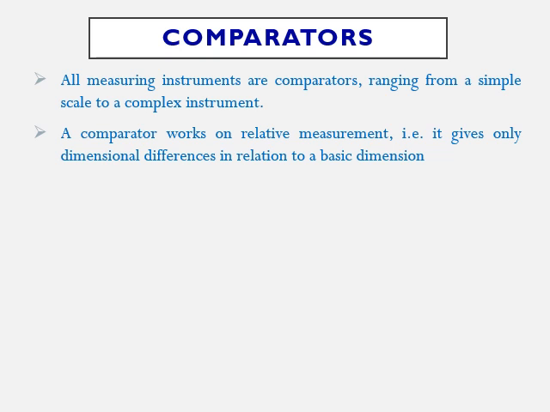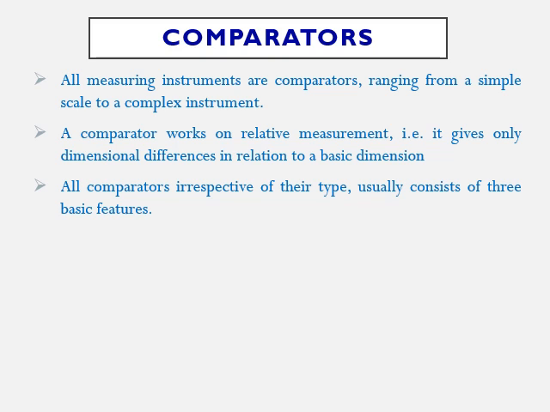Do remember, however, that not all comparators are measuring instruments, because a comparator works on a relative measurement. It gives only the dimensional difference in relation to the basic dimension. In measuring instruments, though they serve the same purpose, we actually come to know the actual dimensions. But in general a comparator just gives the relative measurement, that is, the dimensional differences in relation to the basic dimensions.